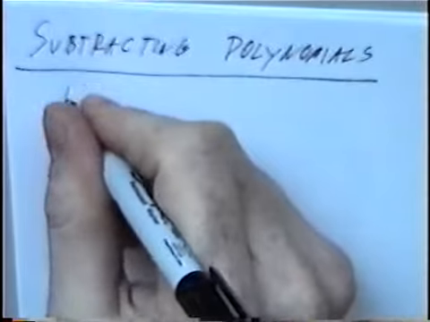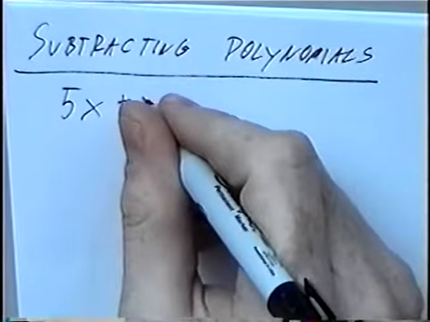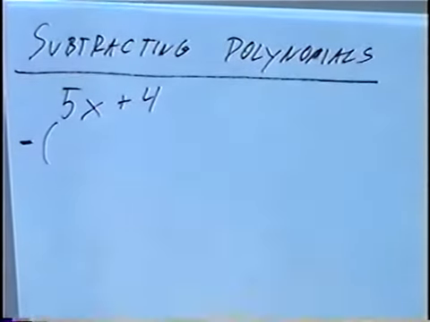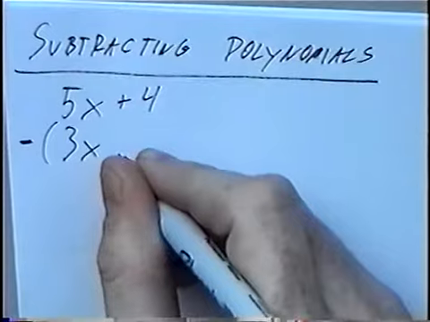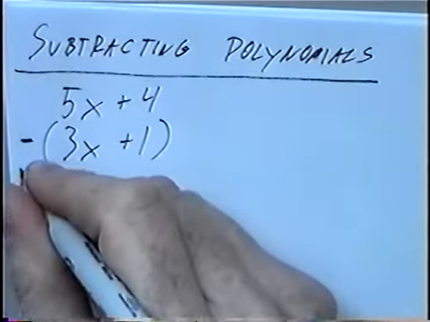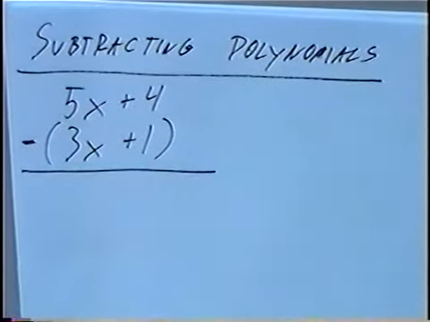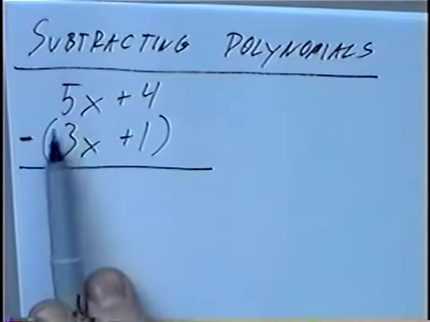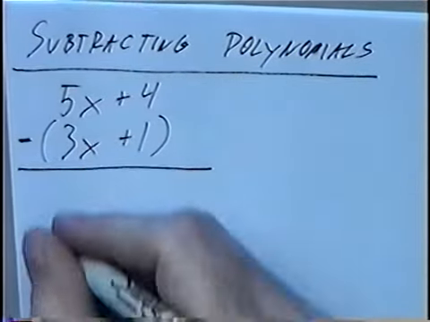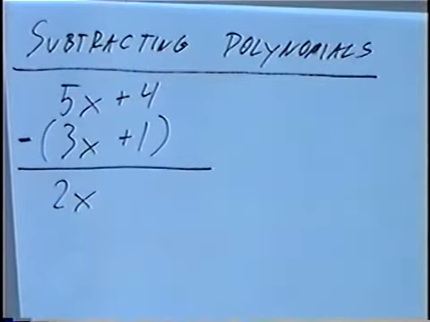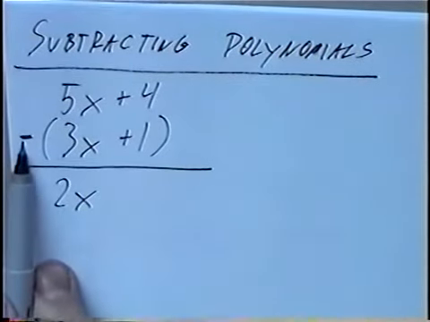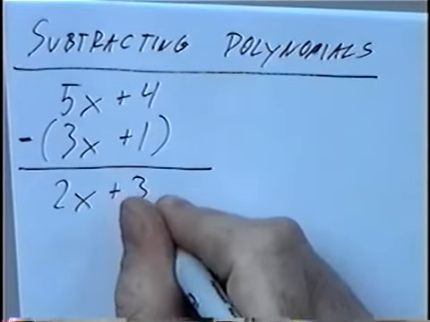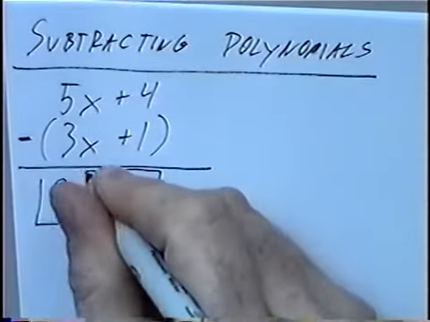First question, 5x plus 4, and underneath we'll have a minus sign, and inside parentheses 3x plus 1. Just like before, we can take these two polynomials and subtract vertically. First term 5x minus 3x would be 2x. And the second term, keep in mind we're subtracting, 4 minus 1, which will be 3. So our final answer, 2x plus 3.